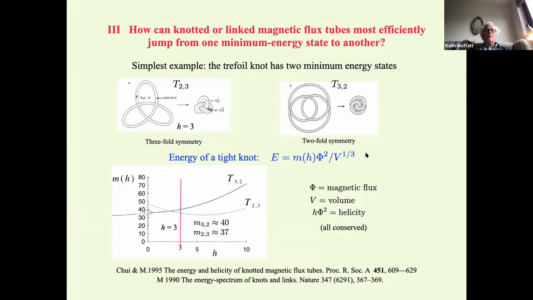My former student Atachui and I, in 1995, wrote a paper on this subject, which showed this figure, the minimum energy, the function m of h, in effect, for T32 and T23. At the parameter value h equals 3, you see that the energy of T32, this one, is greater than the energy of T23 by a relatively small amount, 40 as compared with 37.